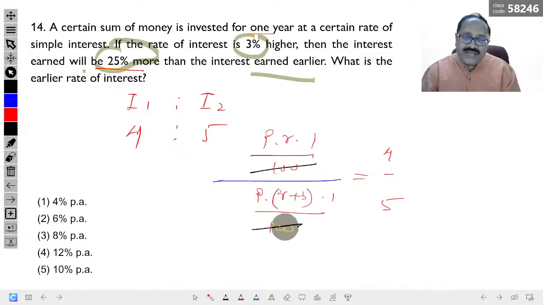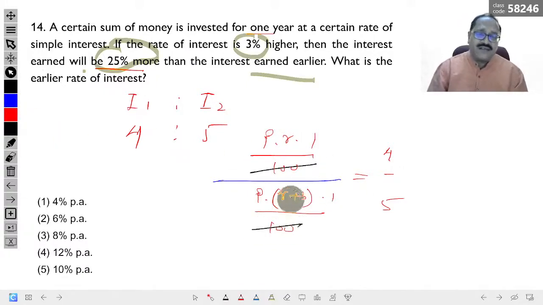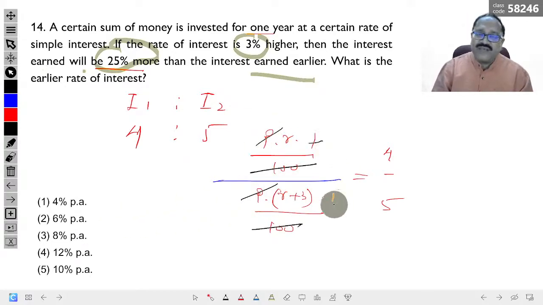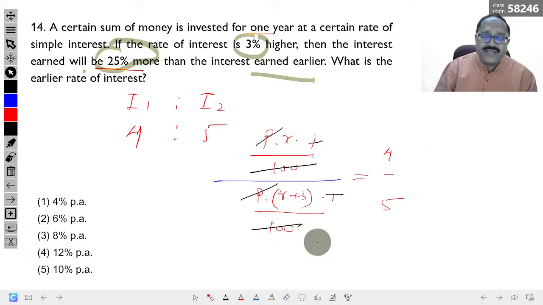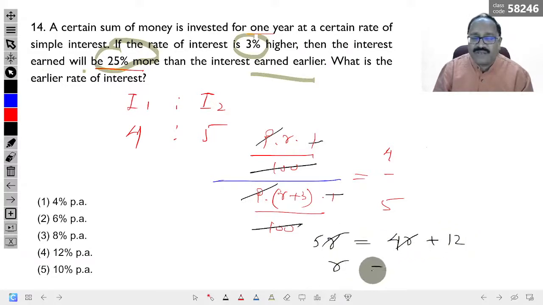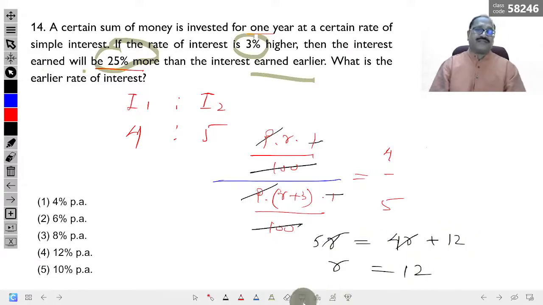You notice that 100 and 100 is getting cancelled. आपको ये भी दिख रहा है, this is P and P is getting cancelled. 1 and 1 will get cancelled. So R by R plus 3 is 4/5. That is 5R equals 4 times R plus 3. What a beautiful way Nilambar did it. 5R is equal to 4R plus 12. So that is R is equal to 12. Beautifully answered the question, my friends. Well done. Next question.